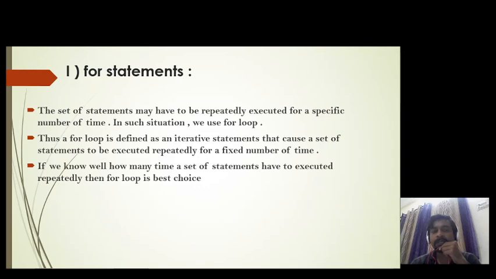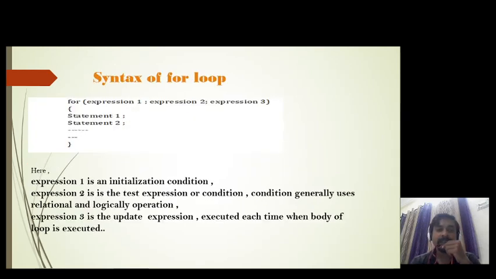The for loop is defined as an iterative statement that causes a set of statements to be executed repeatedly a fixed number of times. If we know well how many times the set of statements has to be executed repeatedly, then a for loop is our best choice. Here is the syntax of the for loop: for, expression 1, expression 2, and expression 3. Then inside the for loop, we print statement 1 and statement 2.